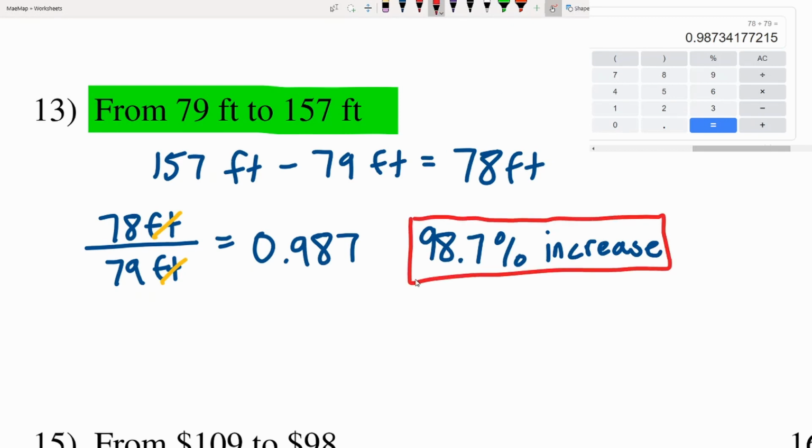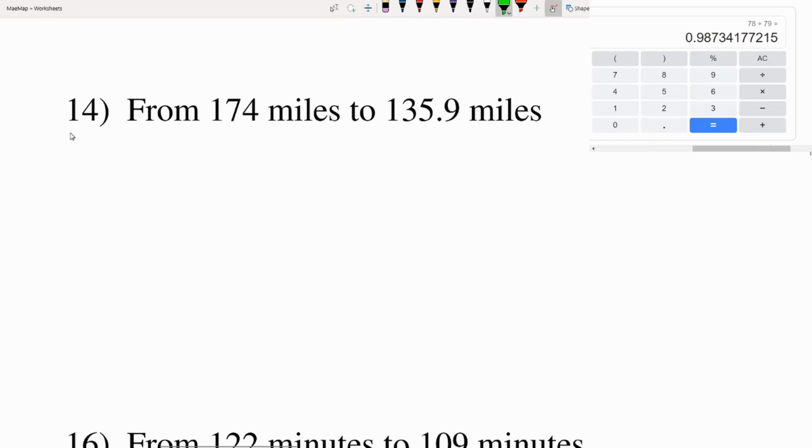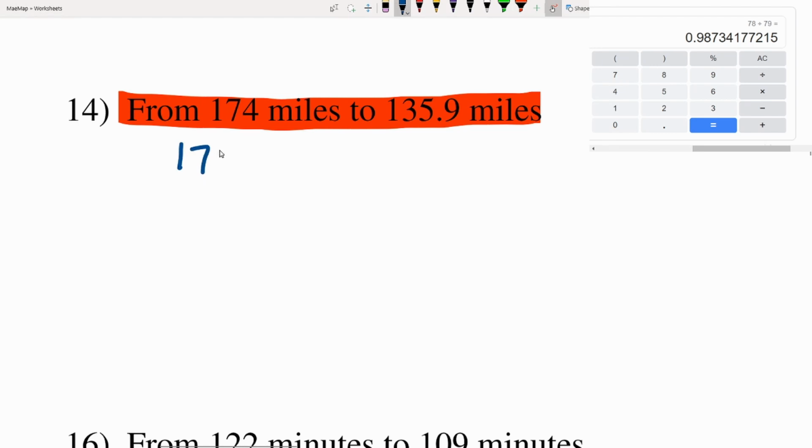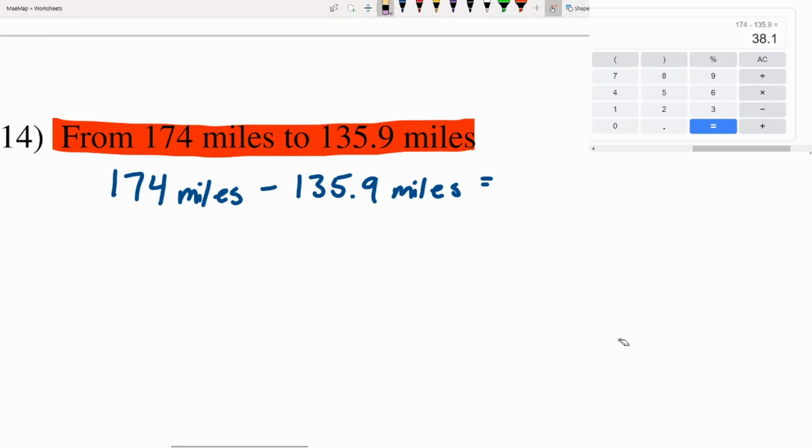So you can see that the units will indeed cancel out, but I'll continue writing them in for the sake of carrying the units through. In number 14, going from 174 to 135.9 miles, that is a decrease. So taking the larger 174 miles and subtracting the smaller 135.9 miles, how many miles are we going to have? So 174 minus 135.9 miles, that's going to leave us with 38.1 miles.